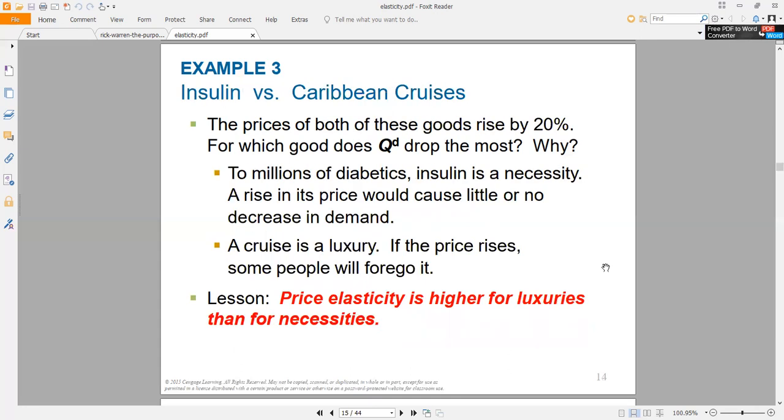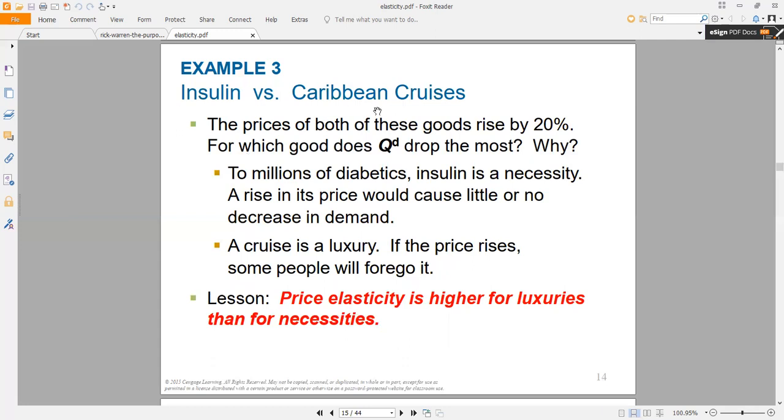And then insulin and then Caribbean cruises. For insulin, all those diabetic patients depend on it. Their lives depend on it. So even if there's an increase in price, it doesn't matter. They still have to buy it, because they see it as a necessity. So even if price changes by 20%, the percentage change in quantity demanded will be very low. Okay, it will be low. Price has increased by 20%, but the fall in quantity demanded will be lower than 20%. That will make the good inelastic because it's a necessity.